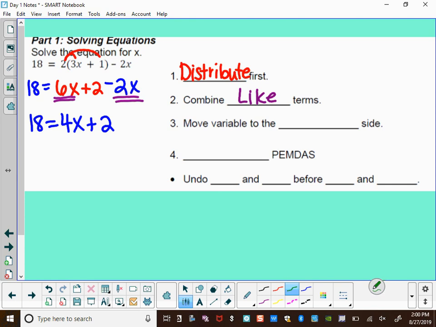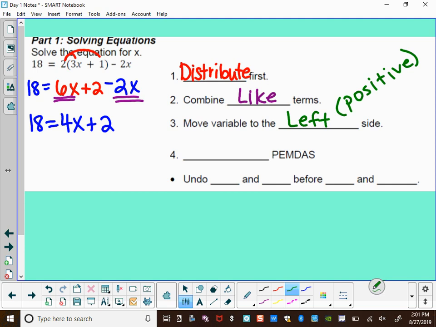Alright, next I'm going to move my variable to the left side. Or, I like going to the positive side. You don't really have to do the left side. Just make it easier for yourself. Whatever is positive, move it there. Alright, in this case, my variable is okay, so we don't have to move that.